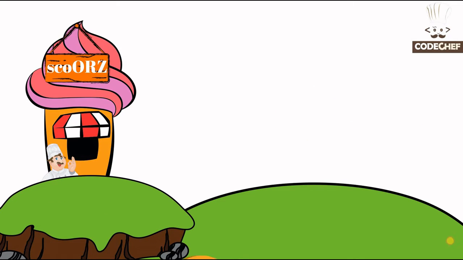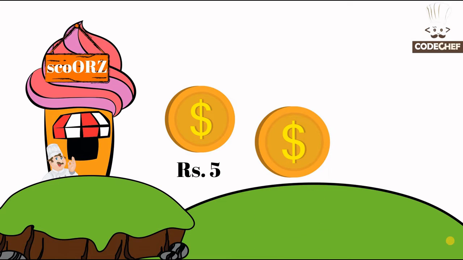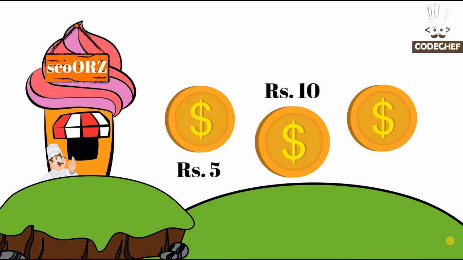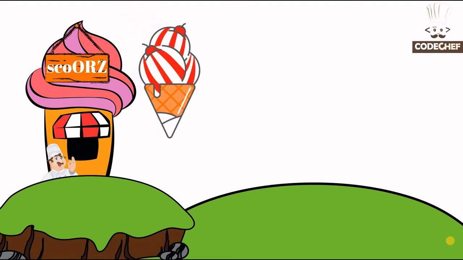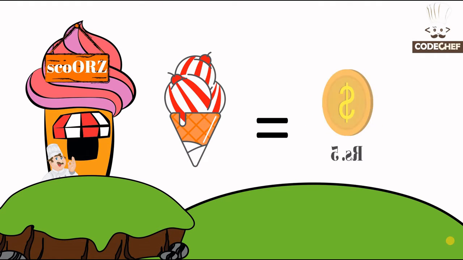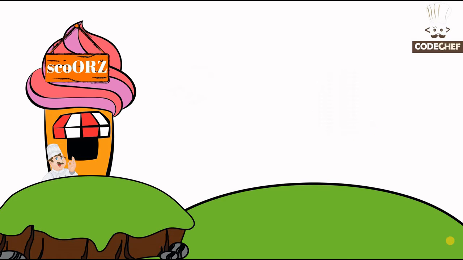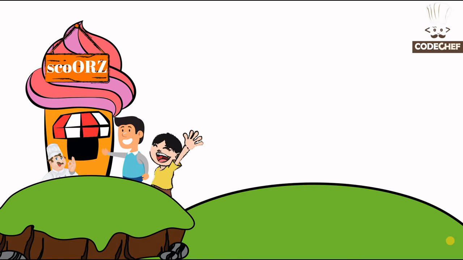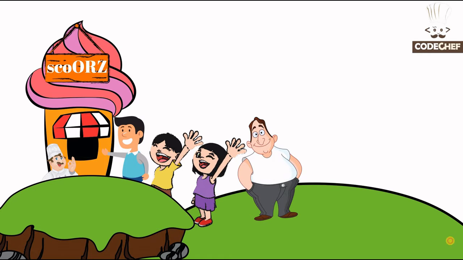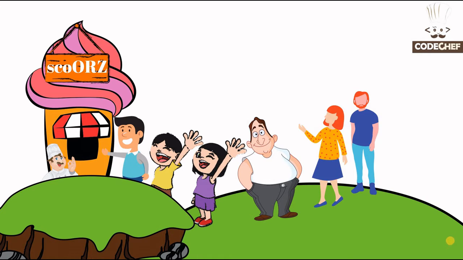Now, there are only 3 types of coins in Chefland: rupee 5, 10 and 15. However, an ice cream just costs rupee 5. Now, it's a warm day and there are n people standing in a queue to buy ice cream from Scott's. Each person wants to buy exactly 1 ice cream. Now, every person has a coin with the value 5, 10 or 15.